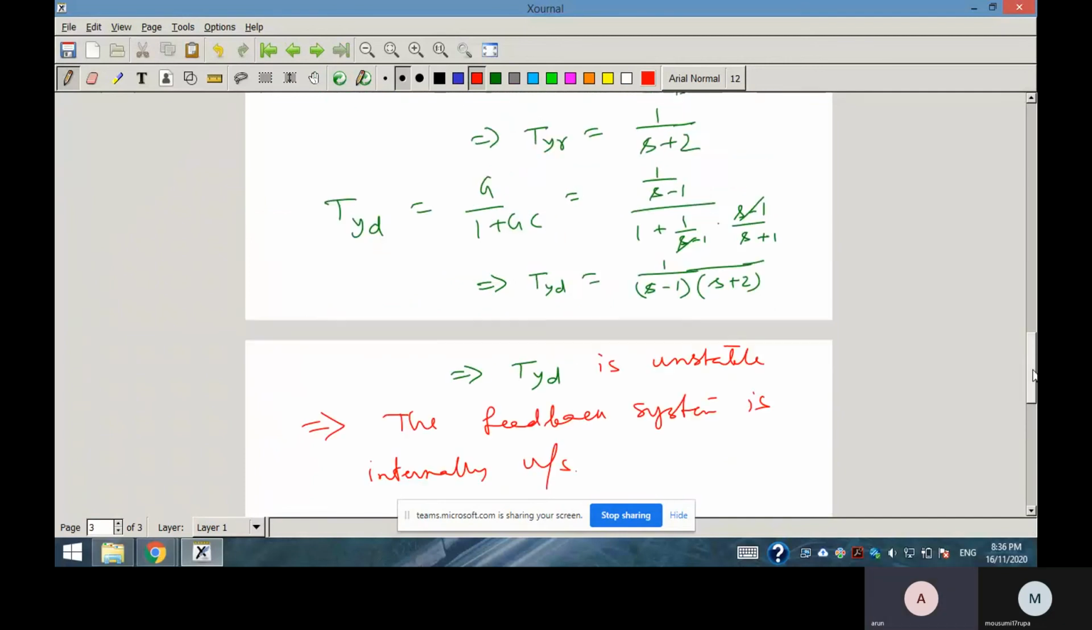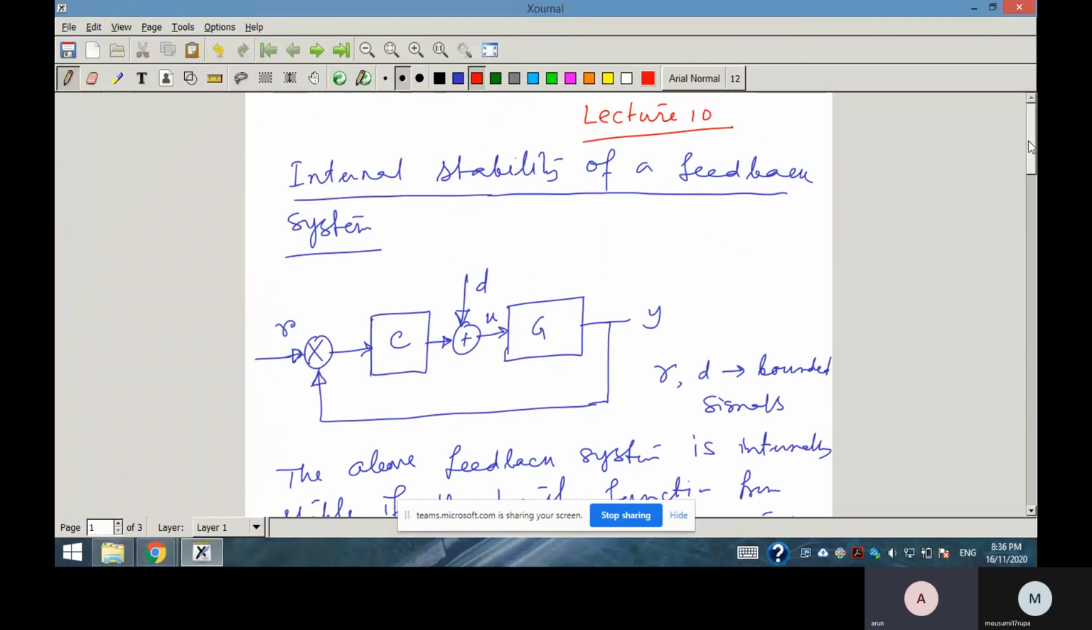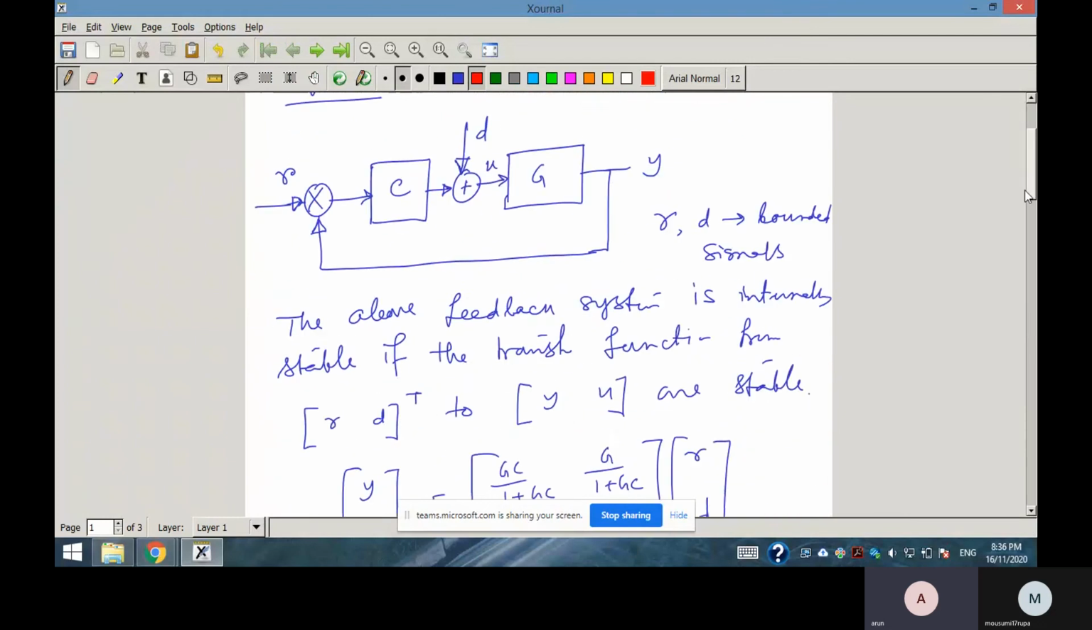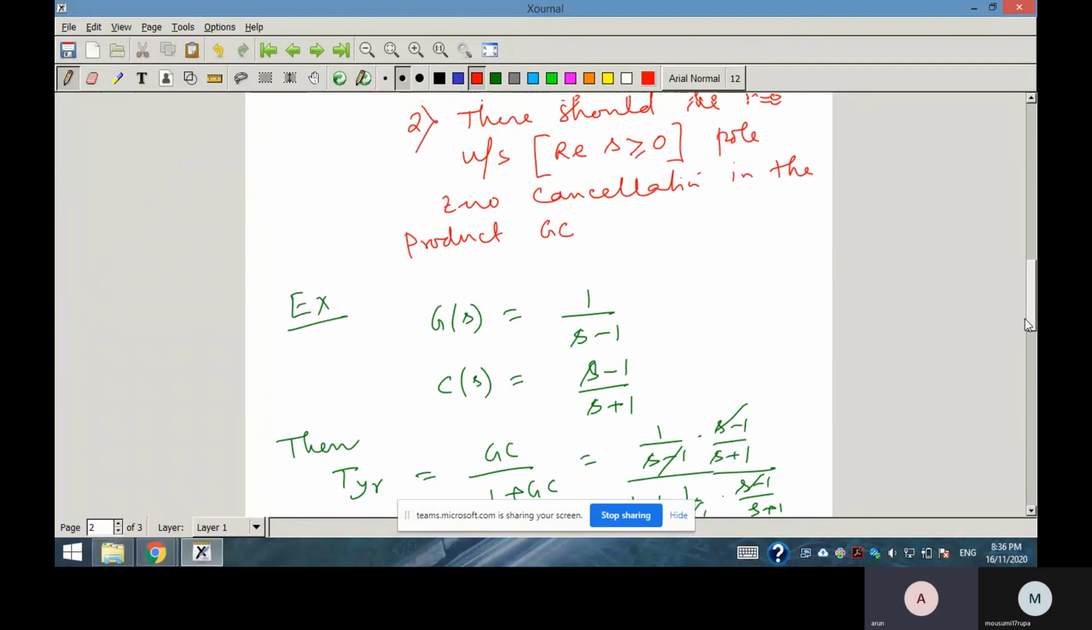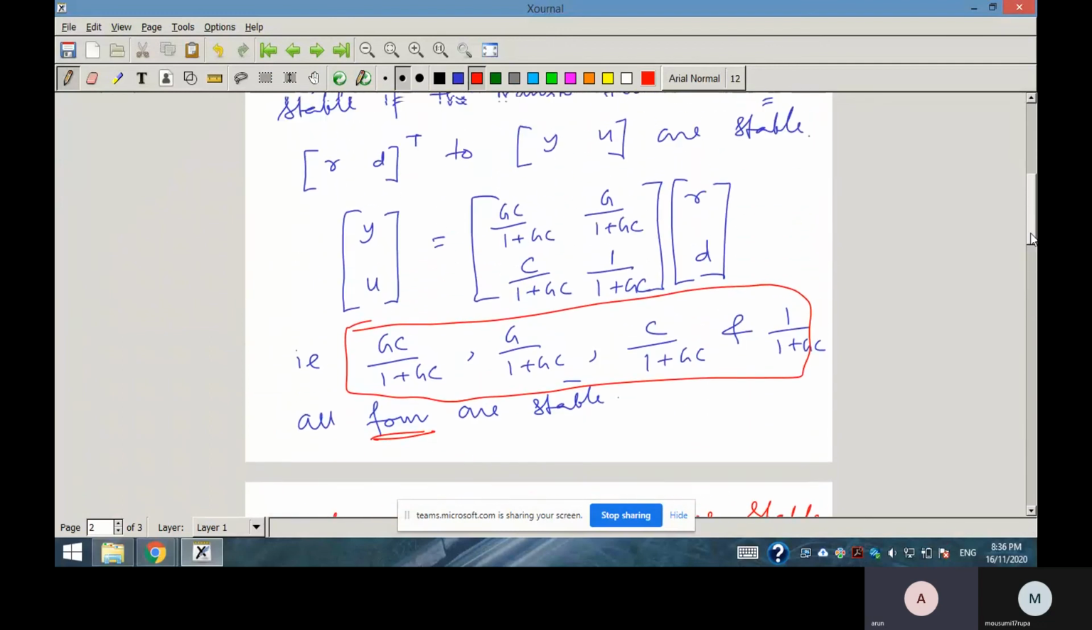That means if you give only some state reference input, you will not be able to identify whether the system is internally unstable or not. So for the system that I have considered in the example, if you give a step input, a step disturbance input, then you will see the output will diverge. That means the system is not internally stable.